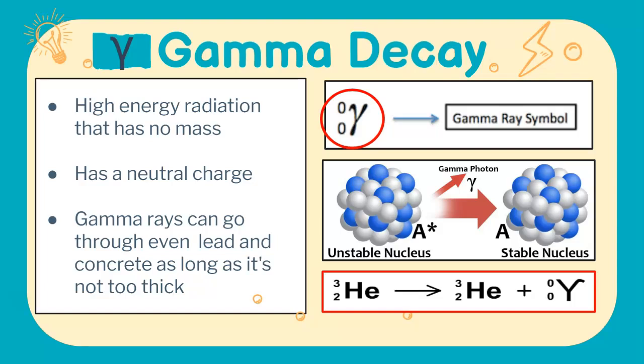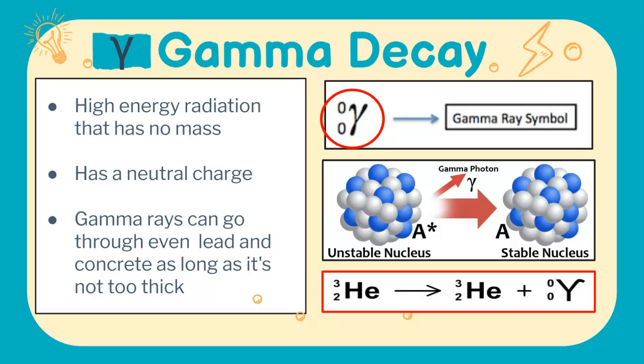Gamma decays are high energy radiation with no mass, so no protons, neutrons, or electrons, it's just energy, so it has a neutral charge. Gamma rays can penetrate through most anything. They can even go through lead and concrete as long as the layer of lead or concrete is not too thick. When you have an unstable nucleus, it's going to release a gamma ray in order to become more stable. So it's going to release that energy to stabilize its nucleus.